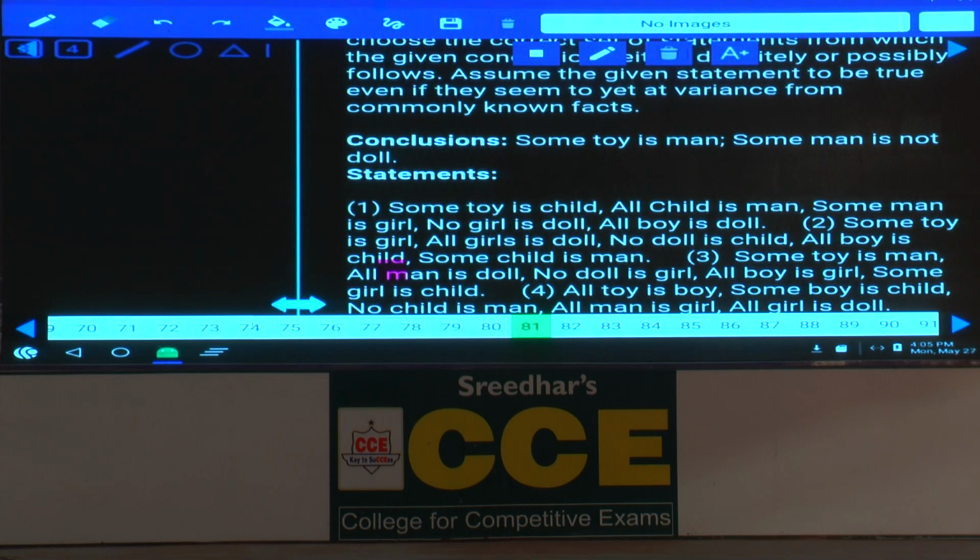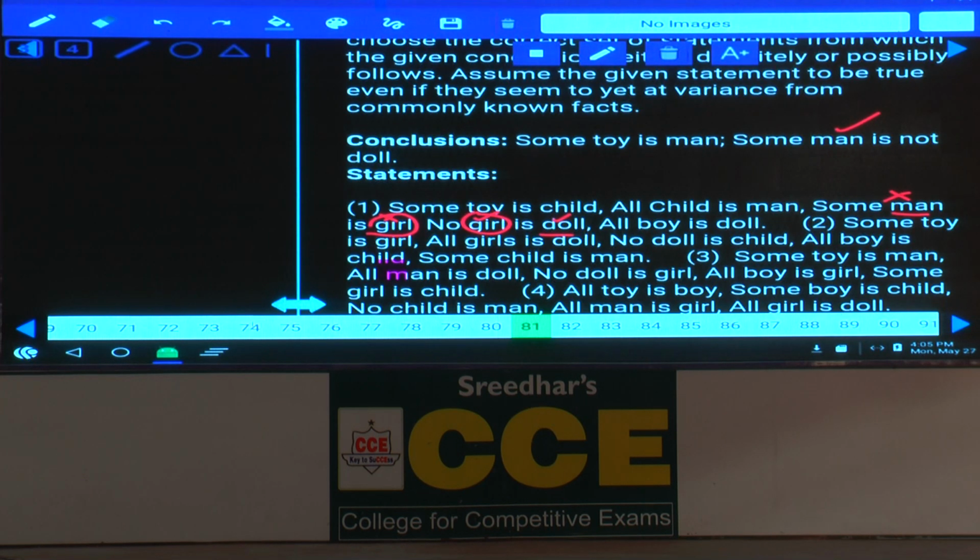Now, man is girl, this is cross and cross. No girl is doll, tick and tick, isn't it? The middle term is girl, and the middle term girl is distributed in "no girl is doll". Hence we can derive the conclusion. What is the conclusion here? Man and doll is here, cross and tick. Cross and tick you will get only in "some not". Hence some man is not doll. Are we getting the answer or not?